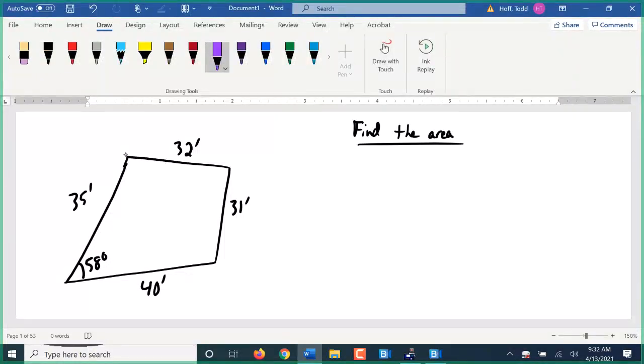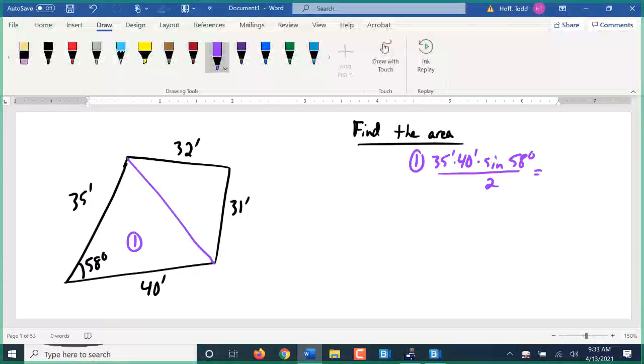In fact, in this case, if I cut it across here, I already have one triangle that I can find the area of. This triangle right here, I can find the area of. That's going to be 35 feet times 40 feet times the sine of that 58 degrees, all divided by 2. Because that is two sides in the included angle, we can use that to find the area of that triangle.